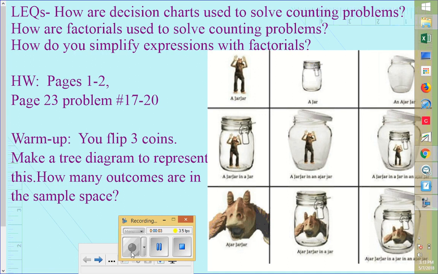This is day 10 of Unit 9, or the first day of Part B of Unit 9. So we started today with this warm-up. Take a moment, pause, and try it, and then play to check your answers.